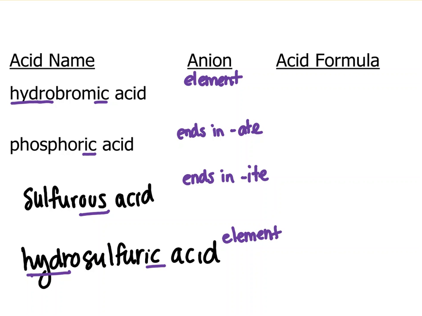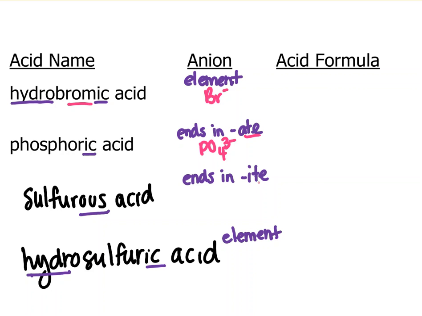So let's come up with the formulas for these anions. So just an element, and we see the bromide there. So bromine is in the -1 column on the periodic table. So it has a -1 charge as an anion. We need a phosphorus polyatomic ion that ends in ate. And so that would be phosphate, which is PO4 with a -3 charge.